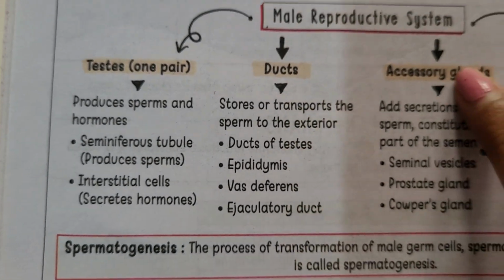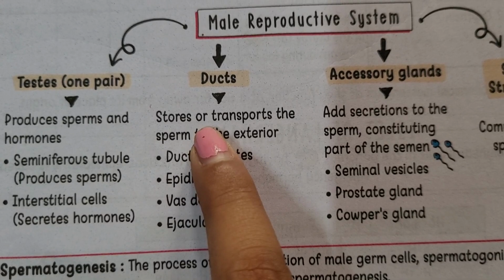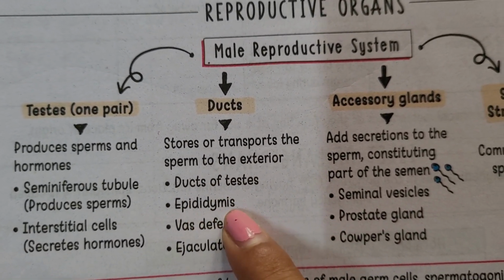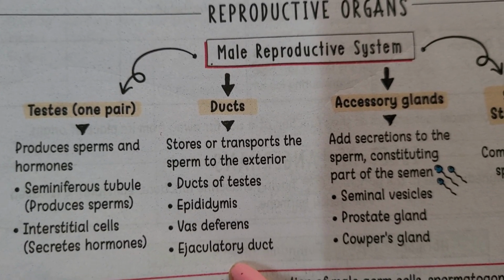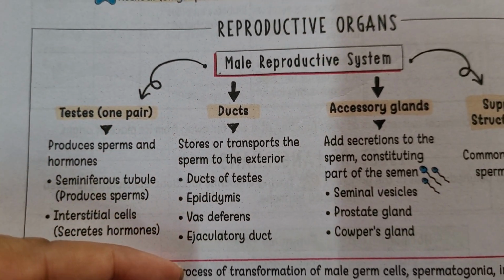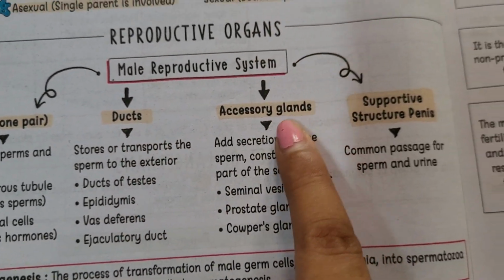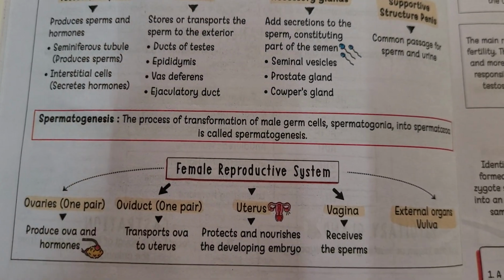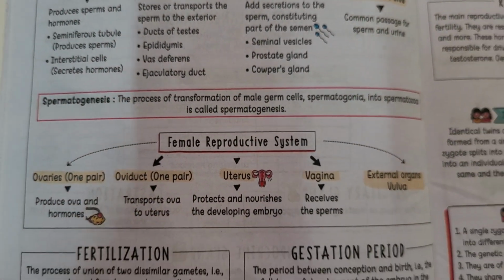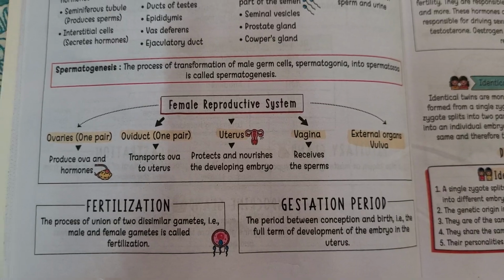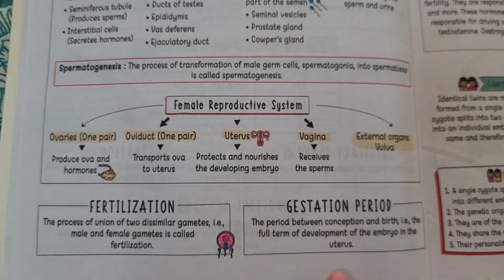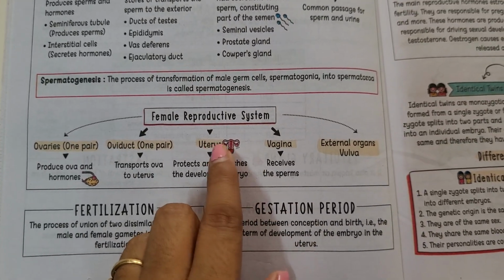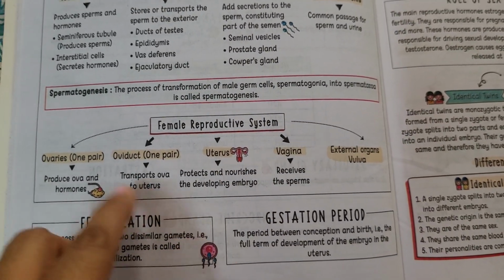For example, if you talk about ducts, they store or transport the sperm to the exterior. Ducts of testis: epididymis, vasa deferens and ejaculatory duct. So in the pointers they have mentioned everything about the ducts, everything about the accessory glands, everything about this. Then spermatogenesis. Then there is the female reproductive system. In the box they have written important definitions. Then what is fertilization, what is gestation period, with small diagrams to support your memory hooks.